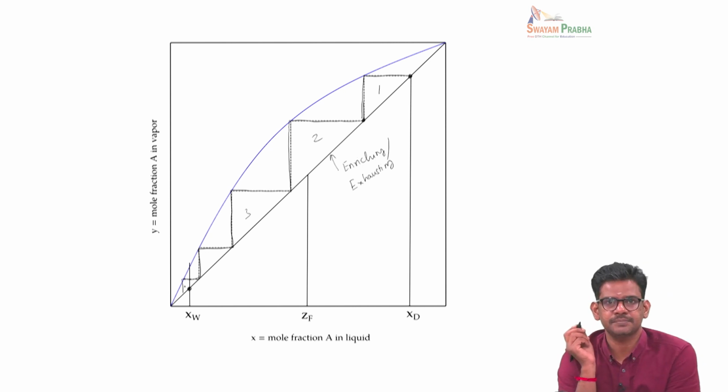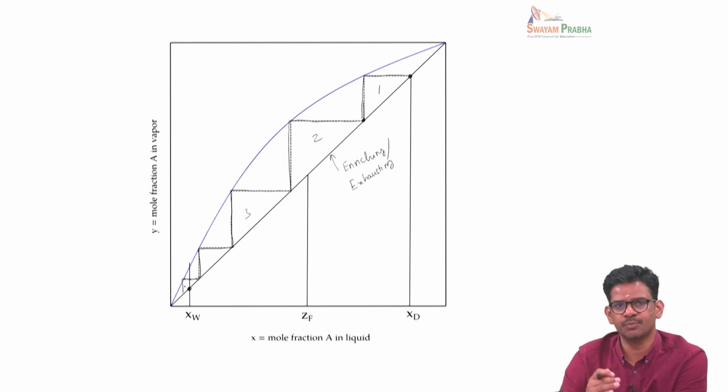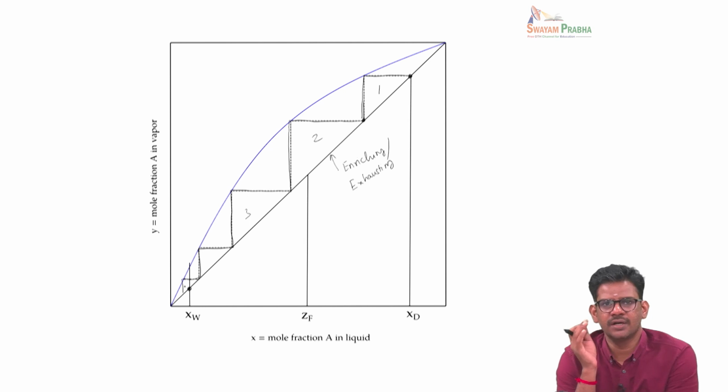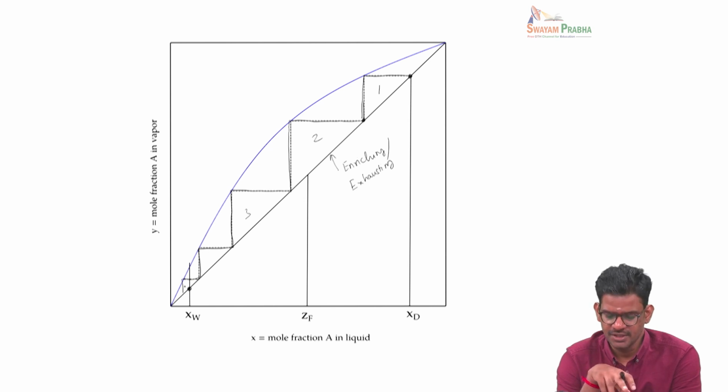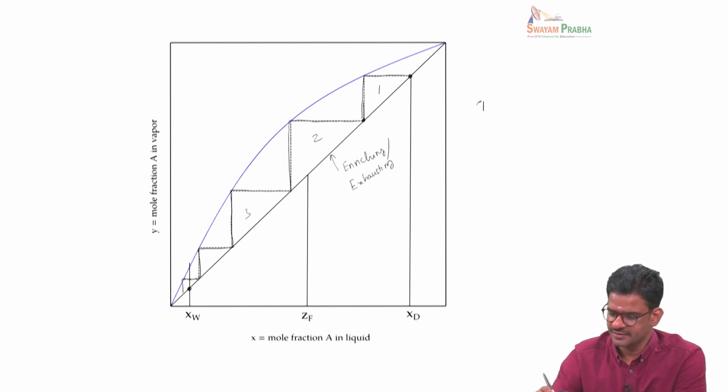So here you see that since both operating lines are coinciding with the 45-degree line, we don't have to make a transition between the two lines. They are the same in this particular case. So total reflux leads to the minimum number of theoretical stages.